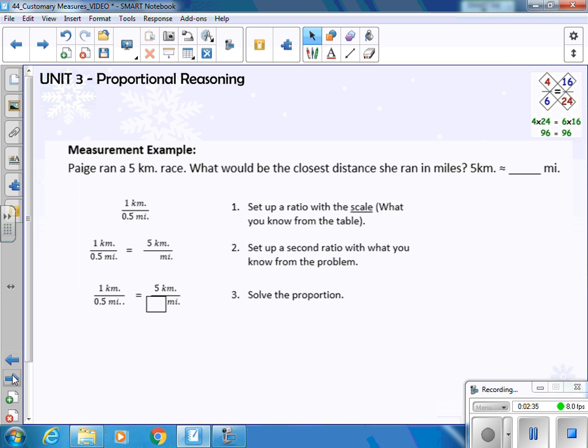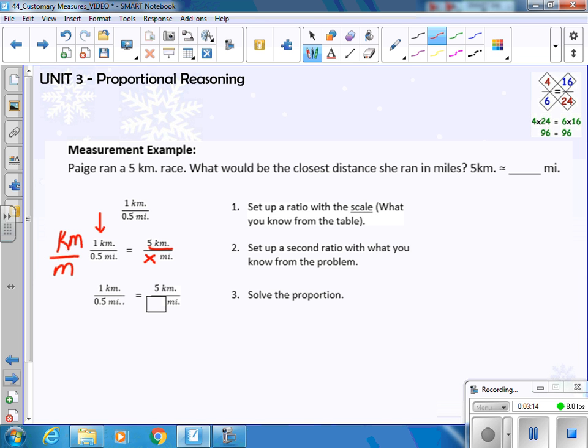If we go back to our notes, they tell us that 1 kilometer is about 0.5 miles. So they gave us that. Sometimes they give that to you in the problem. Sometimes you have to kind of know it. We're measuring kilometers over miles, and we want to keep kilometers with kilometers and miles with miles. So our first one is the ratio or the scale that we're using. And then the second one is what we know from the problem, which is that she ran 5 kilometers. Kilometers with kilometers, so we keep that on the top of the ratio. And then we're trying to find how many miles.